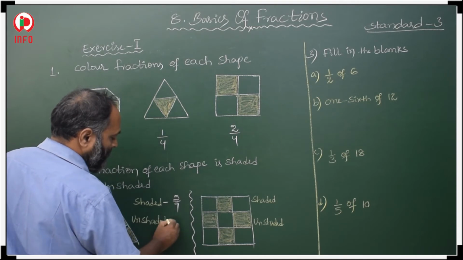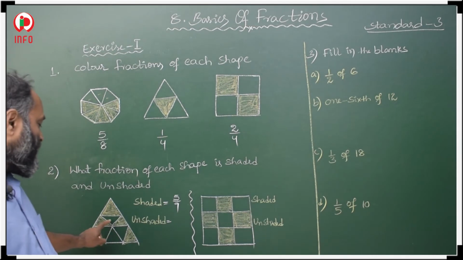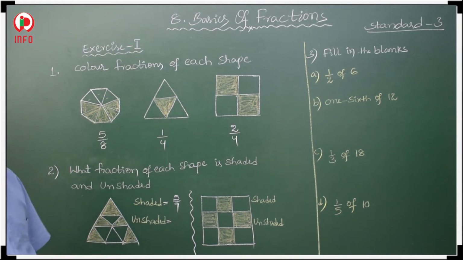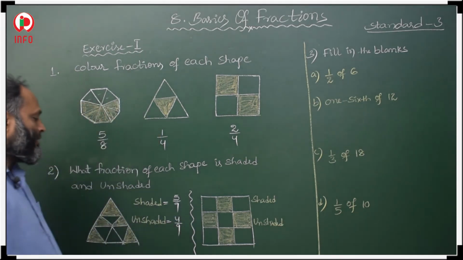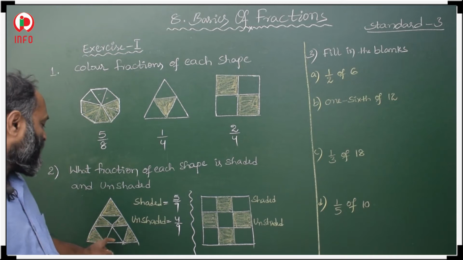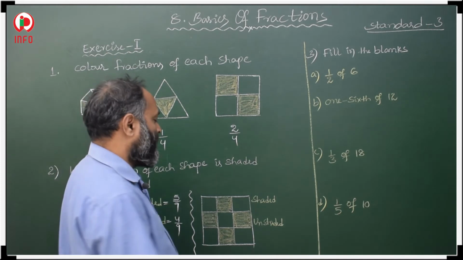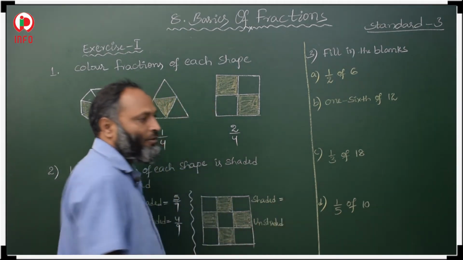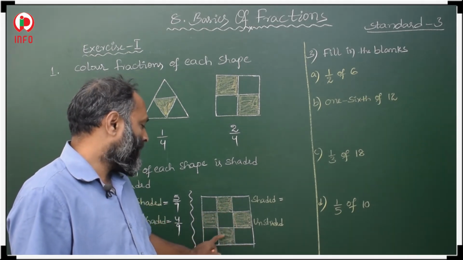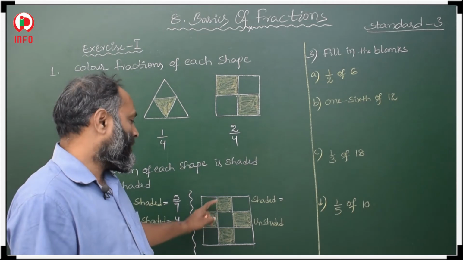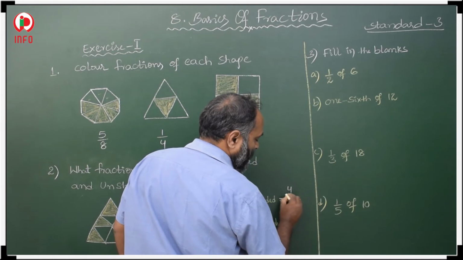Then shaded portion is 5 by 9. Then unshaded portion. Unshaded, how many triangles are there? 1, 2, 3, 4. 4 by 9. Unshaded is 4 by 9. So shaded is 5 by 9, unshaded is 4 by 9. Okay. Now after that, in this square, we have to write shaded portion. First we have to count how many total equal parts. 1, 2, 3, 4, 5, 6, 7, 8, 9. In these 9 equal parts, 4 parts are shaded. Then shaded portion is 4 by 9.